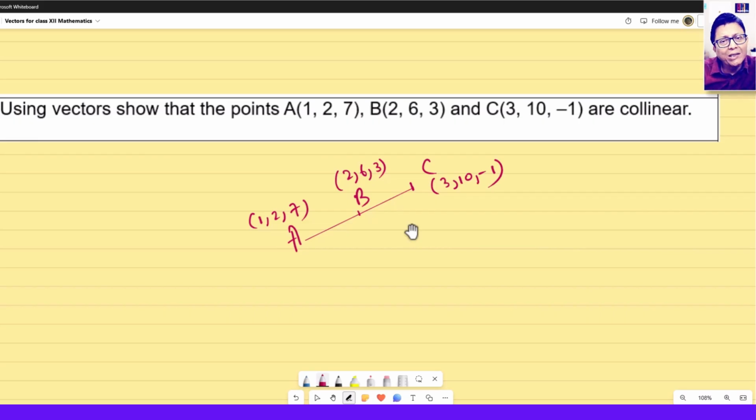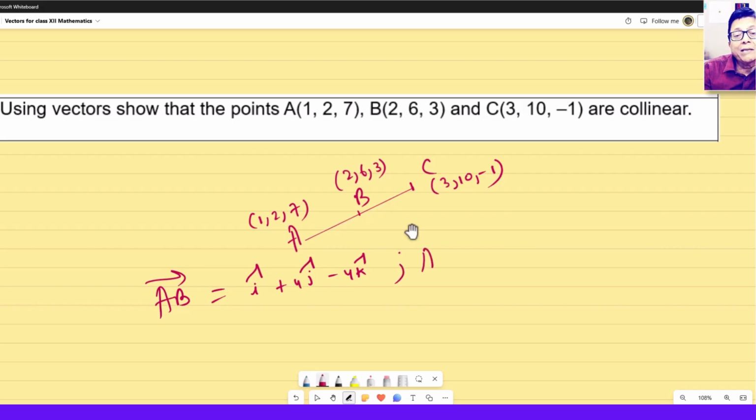Because collinearity is a special case of parallelism. If you can prove that one of the vectors is the scalar multiple of the other, then it's fine. So how to find it? You find AB vector. AB is what? Position vector of B minus position vector of A. That is i, 4j, you understand?